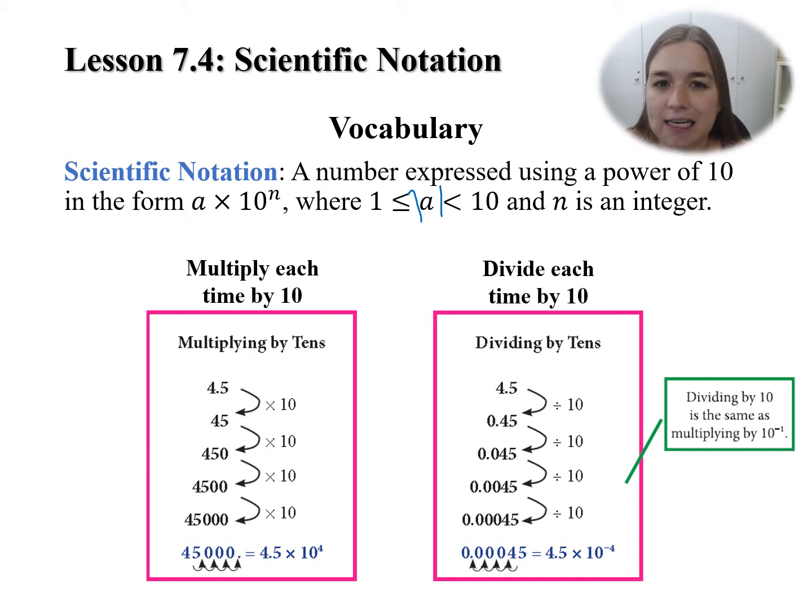Dividing by 10 is the same thing as multiplying times 10 to the negative power. We know that because we can rewrite 10 to the negative 1 as 1 over 10. So that's the same thing as saying divide by 10.